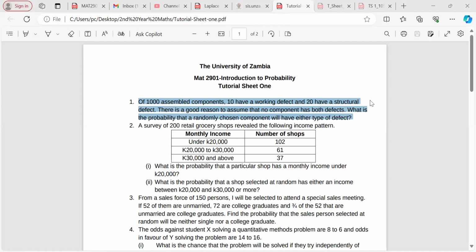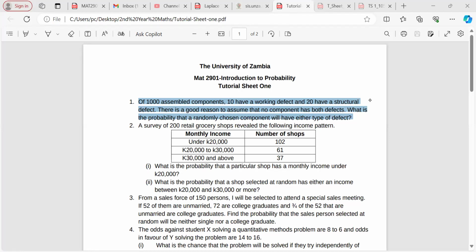Okay, in this class, we want to look at probability. So I've got these nice questions from the University of Zambia. This is MAT2901, Introduction to Probability, mostly done at second year. So we'll start from question 1.